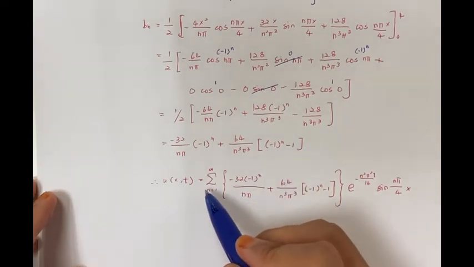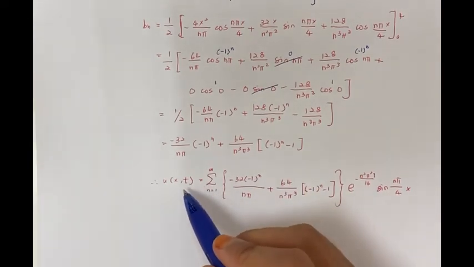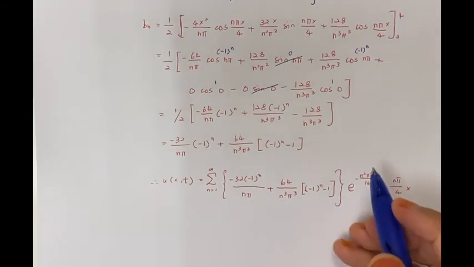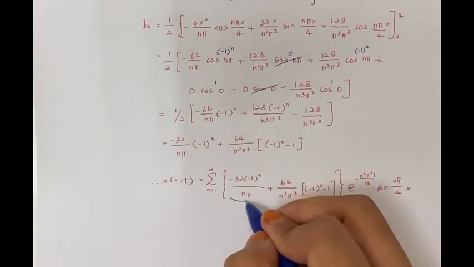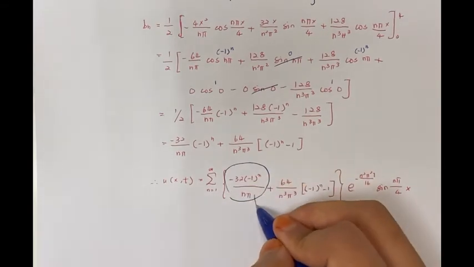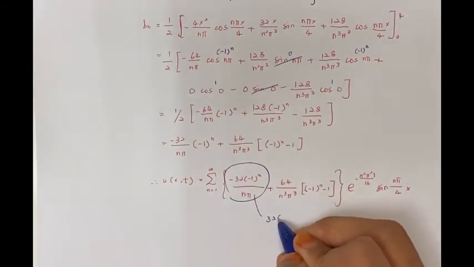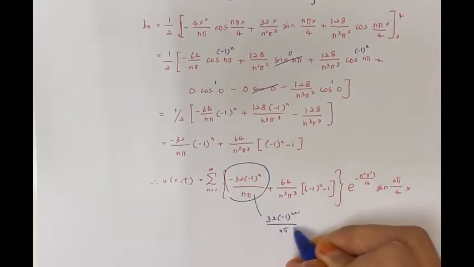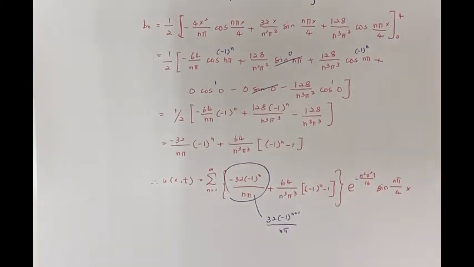Then you can substitute the Bn values into u(x,t), and you have this last answer. You can also write this as 32(-1)^(n+1) over nπ. It's the same value.